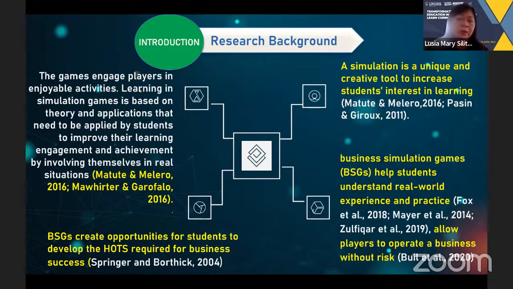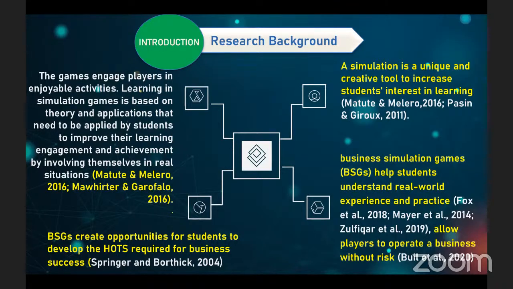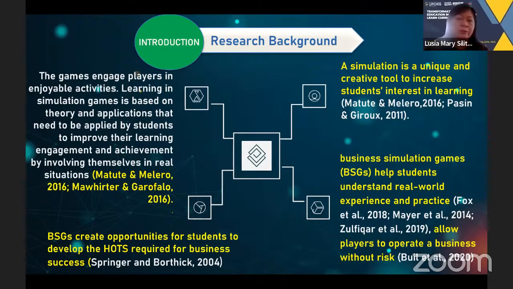As we can see, the rapid advancement of information technology has transformed our life, and students grew up surrounded by media environments such as video consoles and computer games. Simulation is a unique and creative tool to increase student interest in learning. In a classroom, teachers in some cases have problems attracting students' attention. Mostly students are focusing on their cell phones.